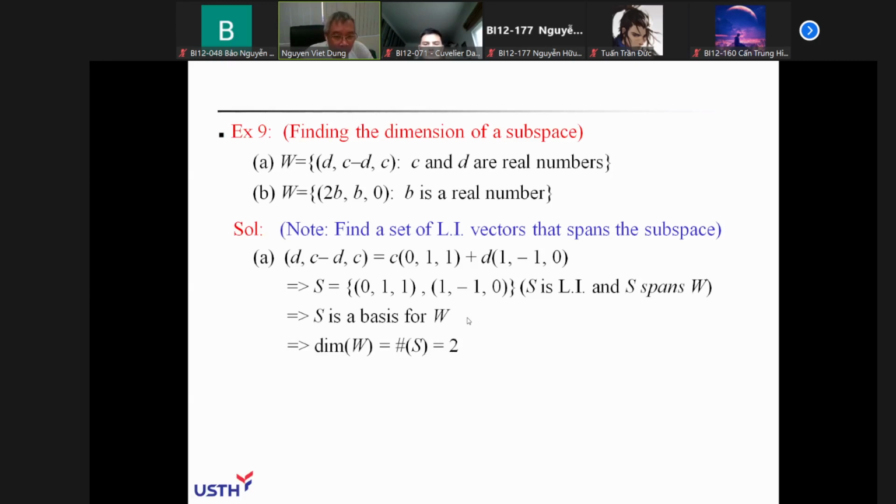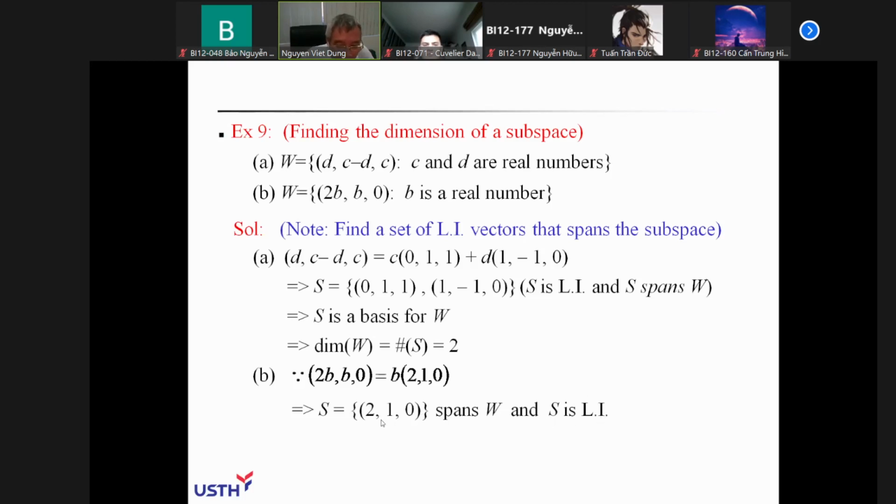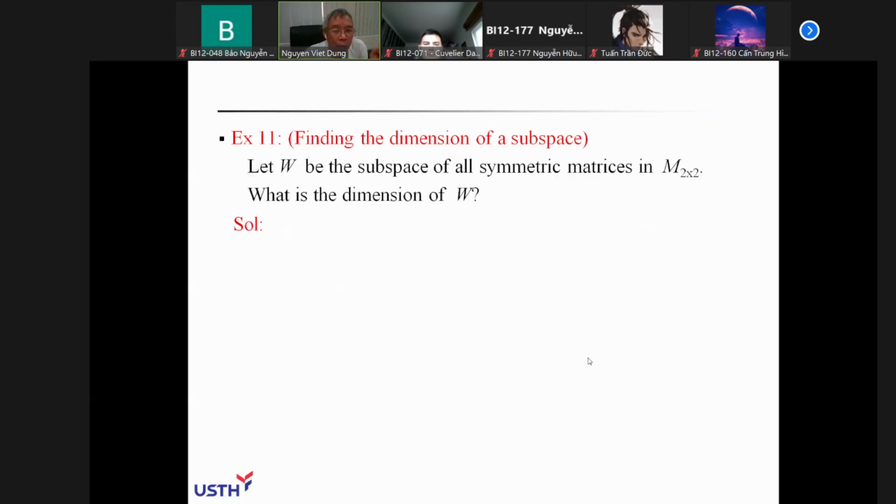The next one is easier, I think. The (2b, b, 0), we can write it as b multiplied by (2, 1, 0). And if you consider the set S consisting of only one vector (2, 1, 0), obviously that is linearly independent and that S spans W. So that is a basis for W. And because it consists of only one vector, the dimension is 1. Next example is here.